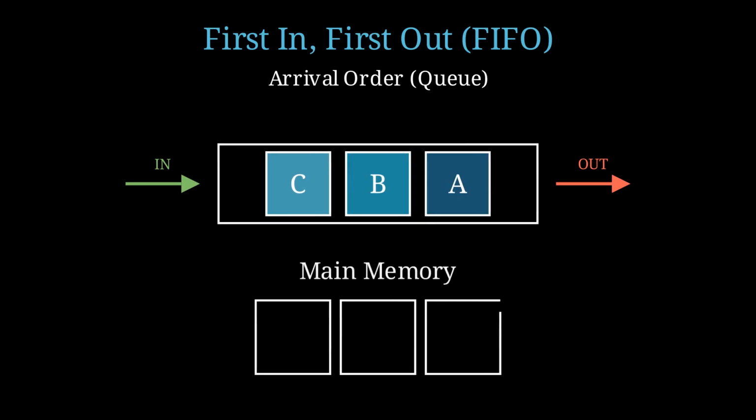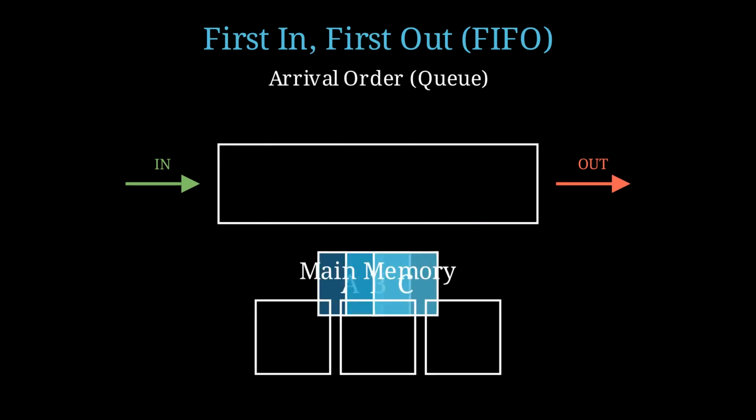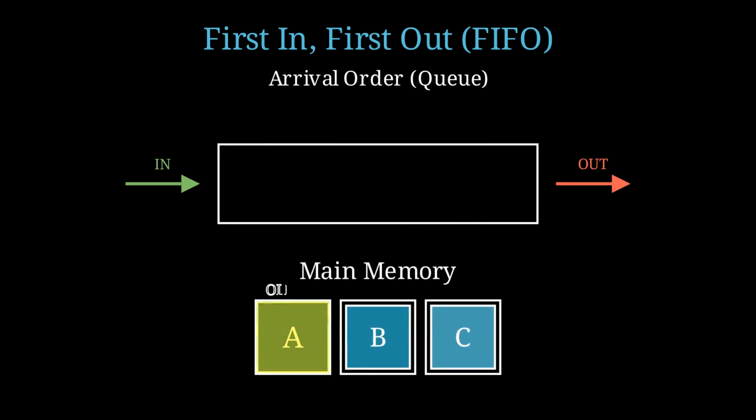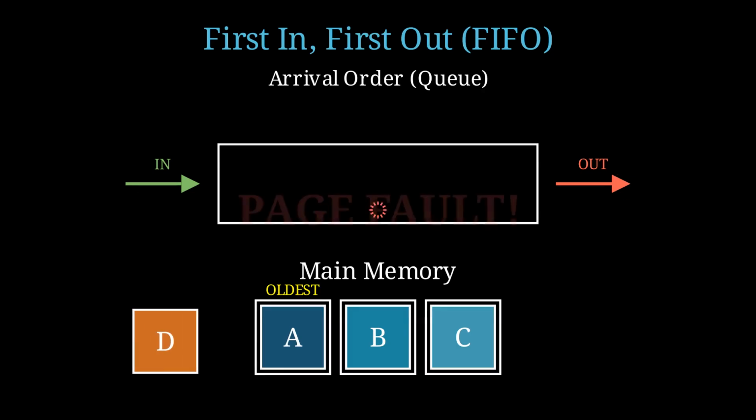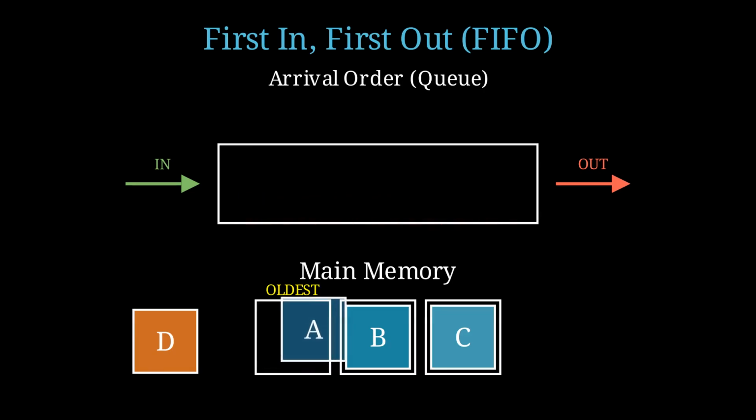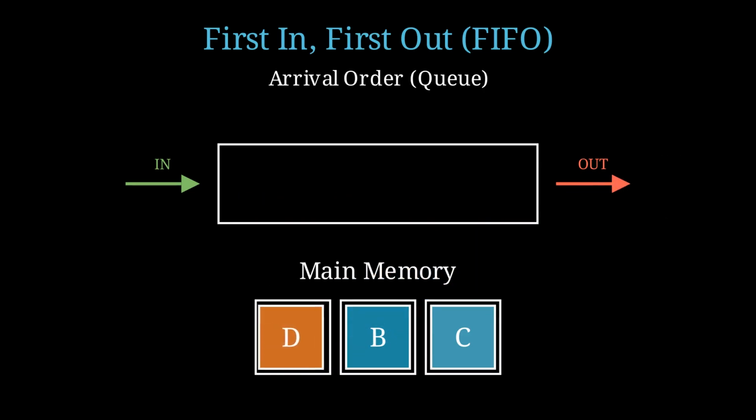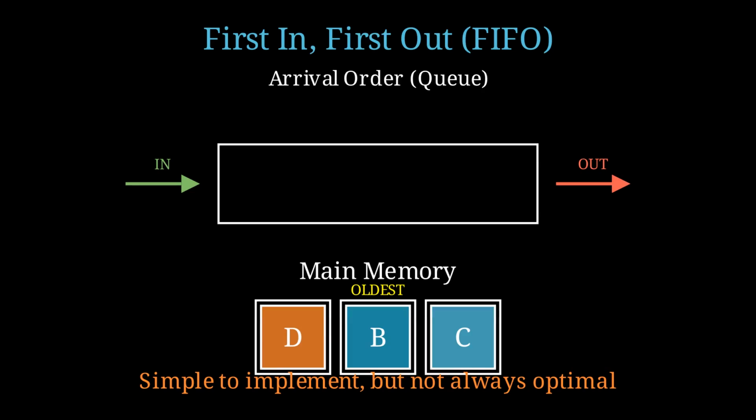It operates on the principle that the page that has been in main memory for the longest time should be the first one to be replaced. Imagine a queue where pages enter at one end and exit at the other. When a page fault occurs, the page at the very front of this conceptual queue is evicted, making space for the new incoming page. This method is easy to implement but does not always yield optimal performance.